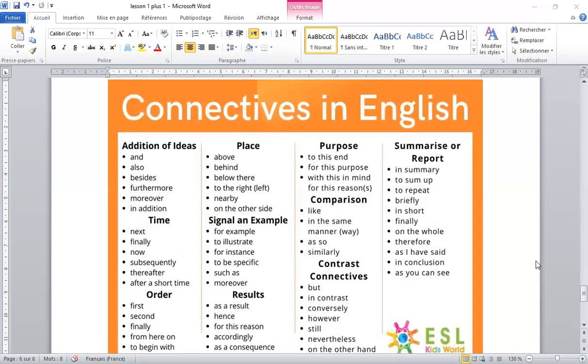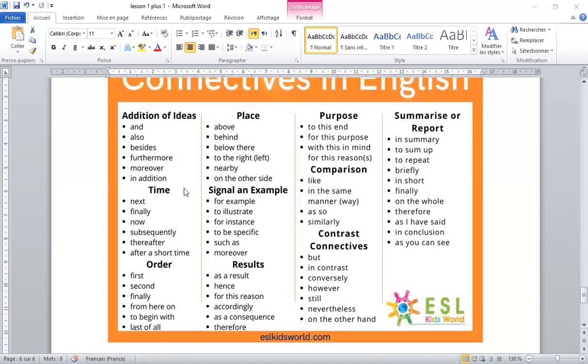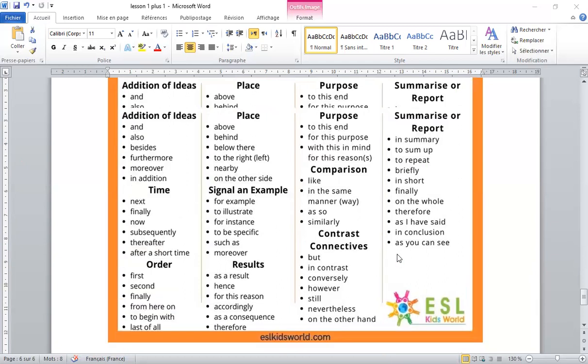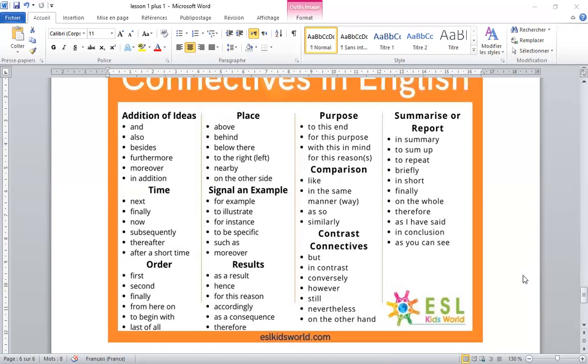Again, to sum up, connectives in English. And, also, besides, furthermore, moreover, in addition for ideas. For time: next, finally, now, subsequently, thereafter, after a short time. For order: first, second, finally, from here on, to begin with. Continue, please. Okay.